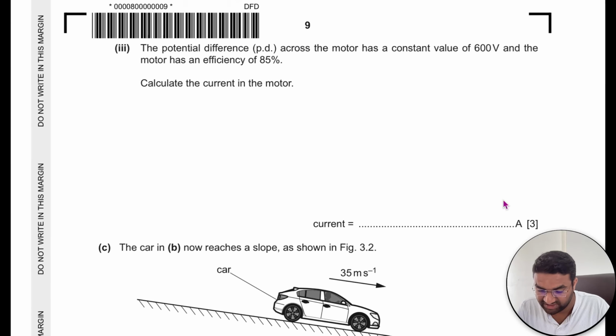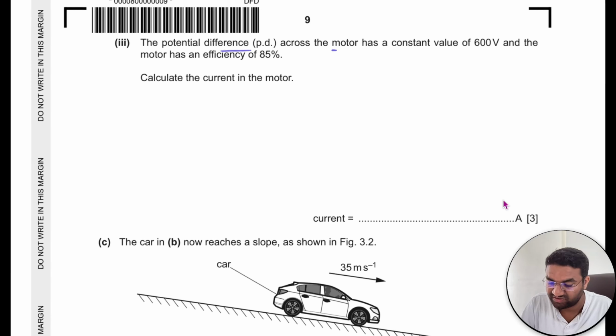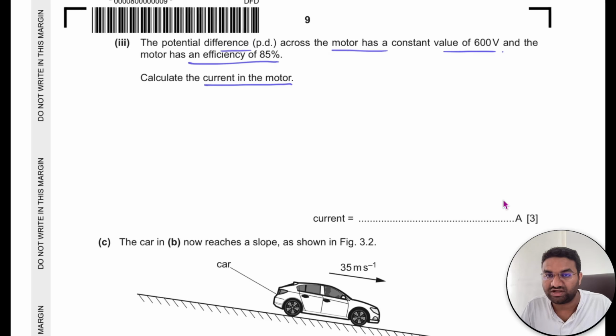Now the next part: the potential difference across the motor has a constant value of 600 volt. The motor has an efficiency of 85%. Calculate the current in the motor. So we firstly use the efficiency relation to calculate the power in, and based on the power in we can calculate the current in the motor.